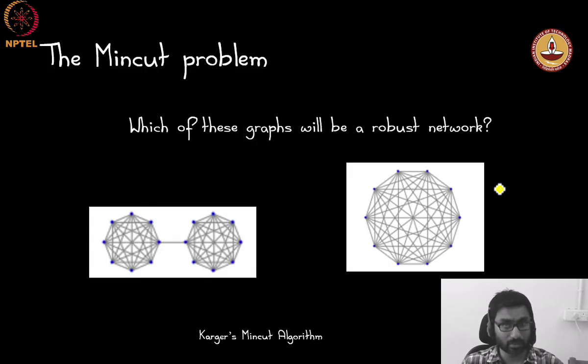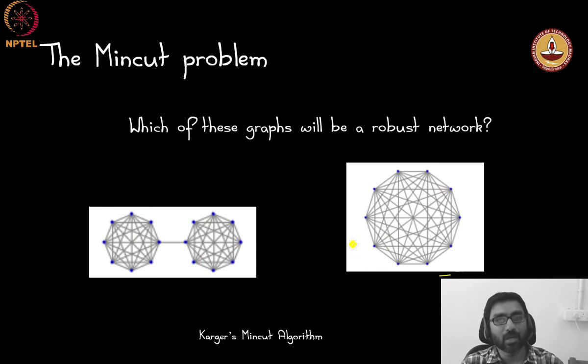So let's look at the motivation. As I said, we're trying to figure out how strong a network is. Here are two examples of networks. The question is, which of these graphs or networks is robust? If you look at the one on the right, it is completely connected. Let's say we play the devil's advocate and want to disconnect this network. You would have to destroy a lot of edges before this network becomes disconnected.